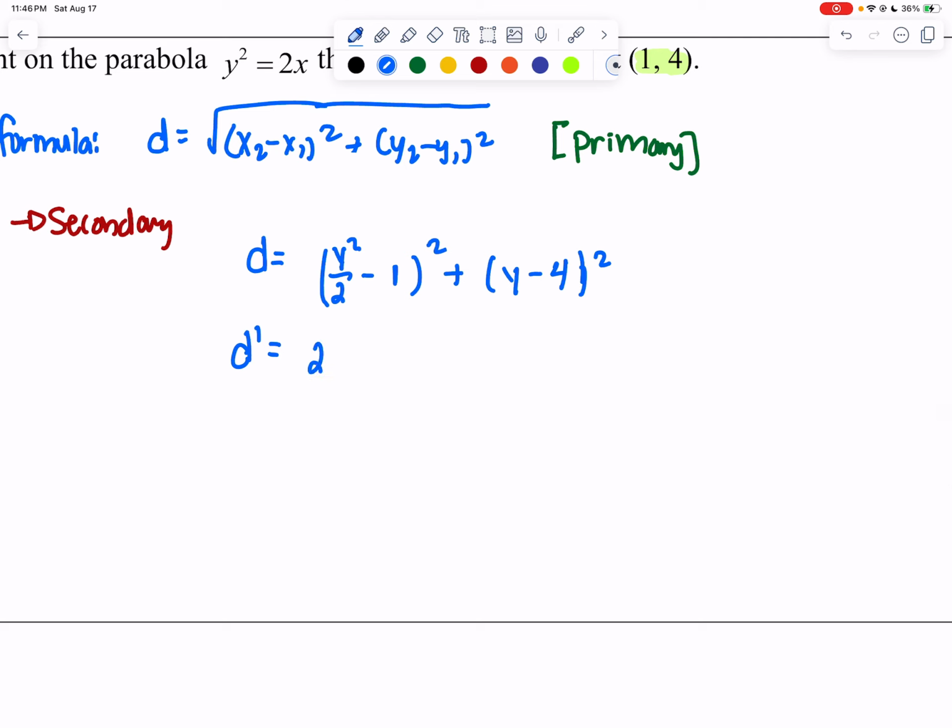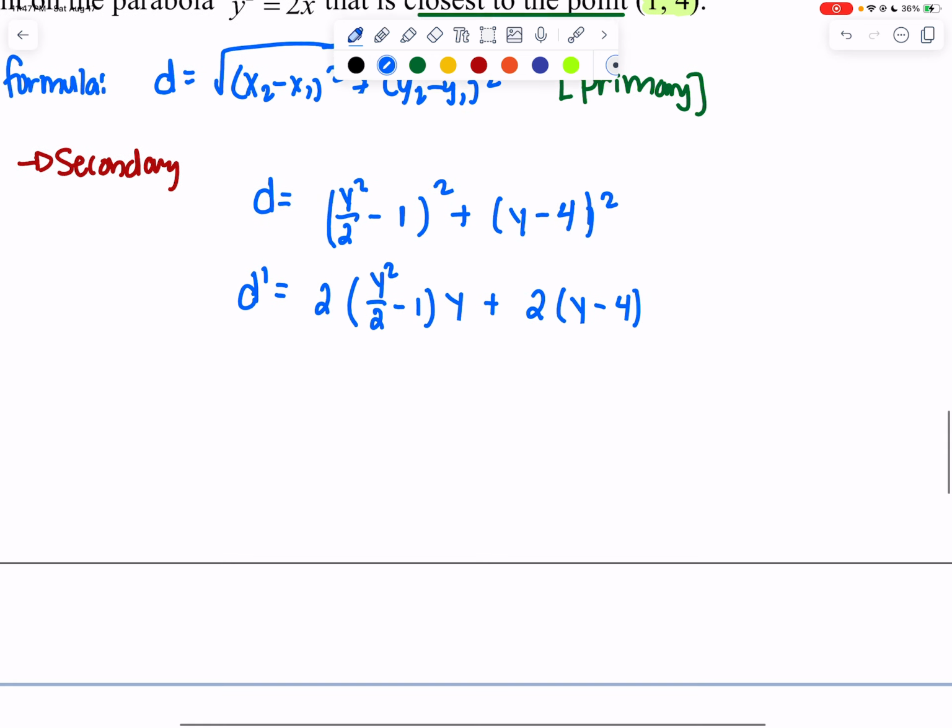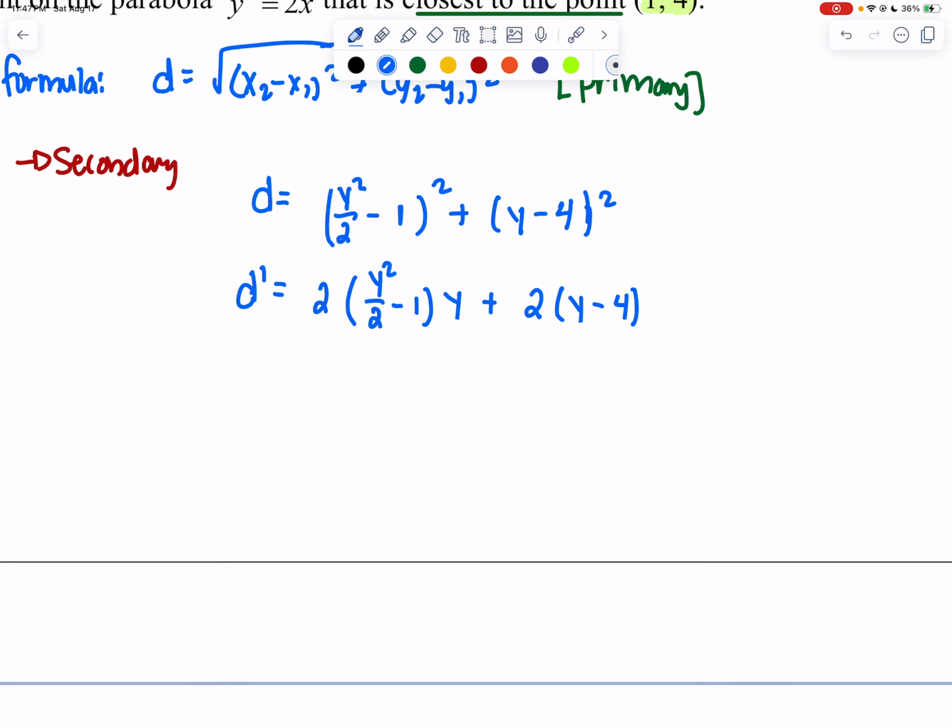All right, so we're going to have 2 times y squared over 2 minus 1. And then if I were to take the derivative of the inside, this is just going to be y using chain rule. And then I'm going to have 2 times y minus 4. And then we're going to call it a day. All right. So this looks messy right now, I know, but what we're going to do is go ahead and set this equal to 0.